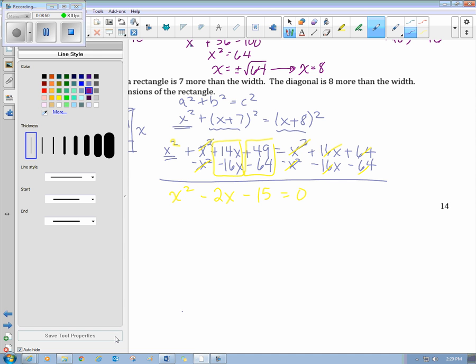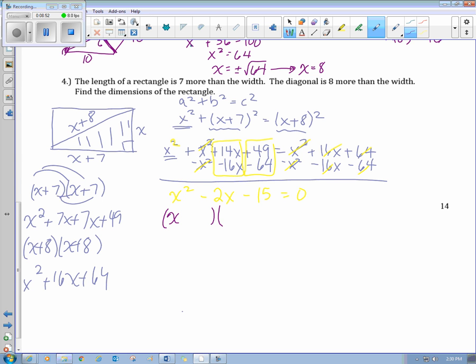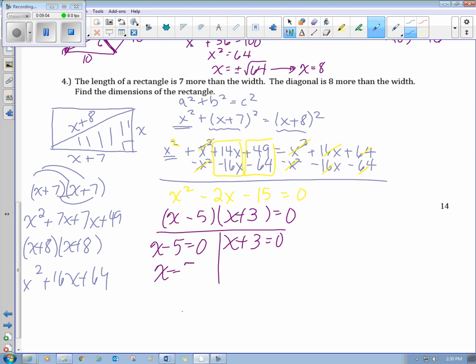We know at this point, we can go through and factor. So x minus 5 and x plus 3. Make our t-chart. X minus 5 equals 0. X plus 3 equals 0. So I end up with x equals 5 and x equals negative 3. Clearly, this side would be rejected in this case. We don't always reject a negative number, but in this case, because we can't have a negative side length, they do ask us for the dimensions of the rectangle.